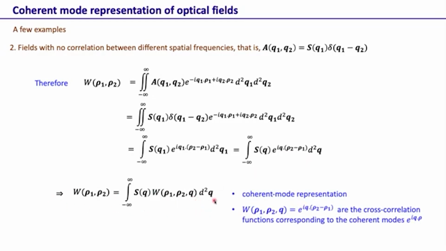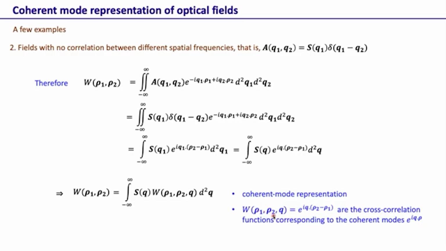So that's the coherent mode representation of a field with no correlation between different spatial frequencies. This is of course partially coherent, but we can write this field as a sum of, or rather an integral over, these coherent modes, which are given like this, and the cross spectral density function corresponding to the coherent mode is e to the i q dot rho. When we define this, we have the complex conjugate of this quantity and then the product of this and the ensemble average, but that ensemble average is equal to the product. So this is just the quantity.